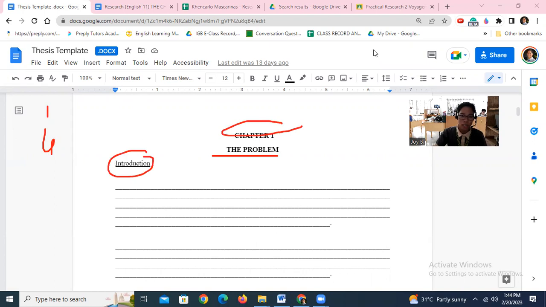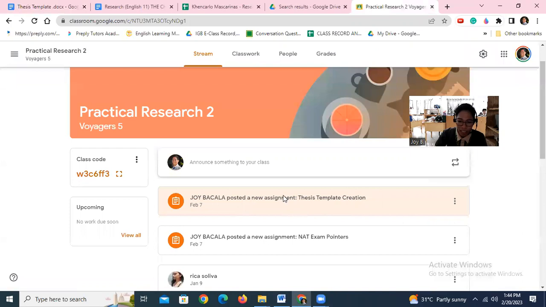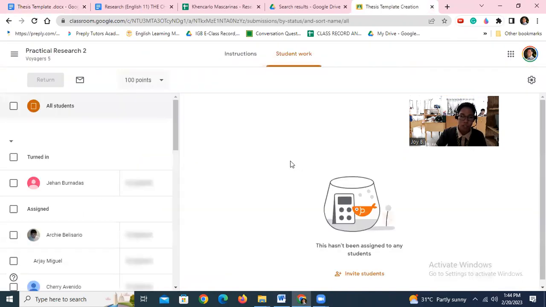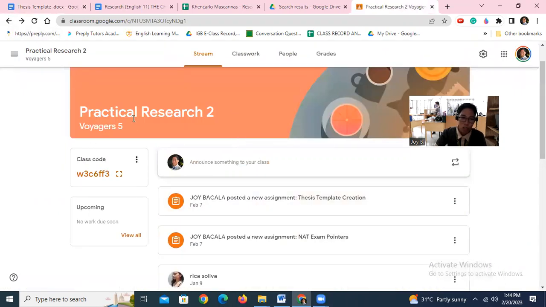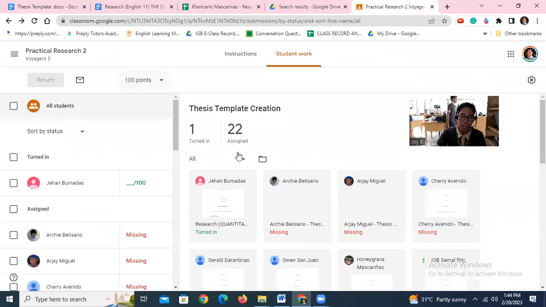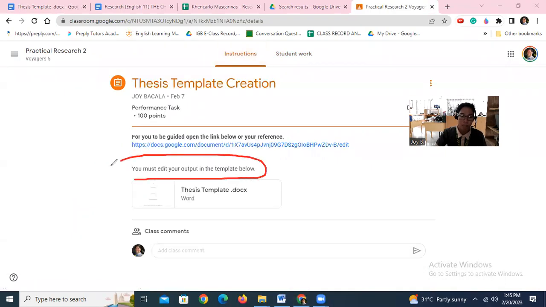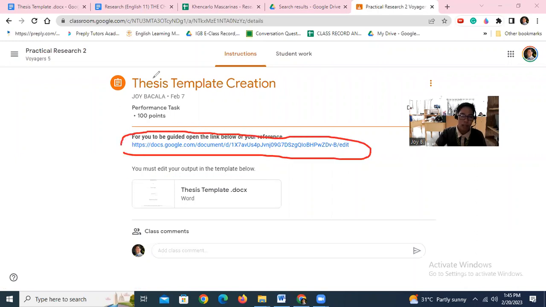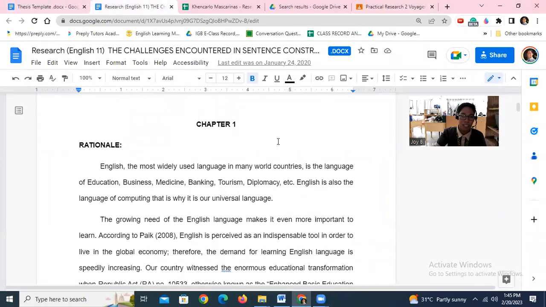And in order for you to have a guide on how to fill in the paragraphs here, I also provided a link for you to open if you want a guide. So again, just open Practical Research 2, and there it says thesis template creation. In the thesis template creation, the instruction is written. The instruction here is you need to edit the final template and submit it in this subject, followed by the link. This is the content of the link. This will guide you on how to make the thesis. This is also the template.